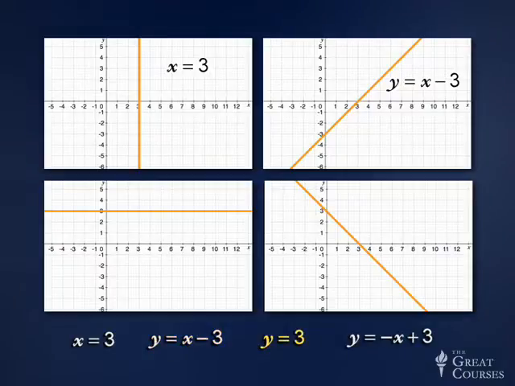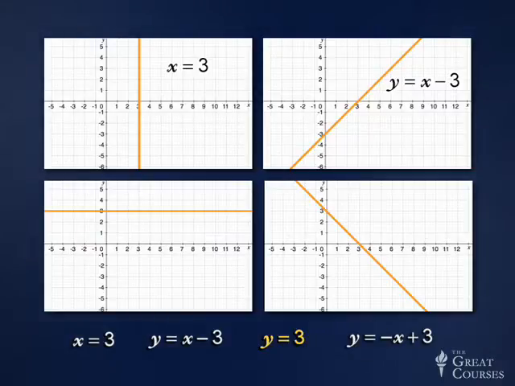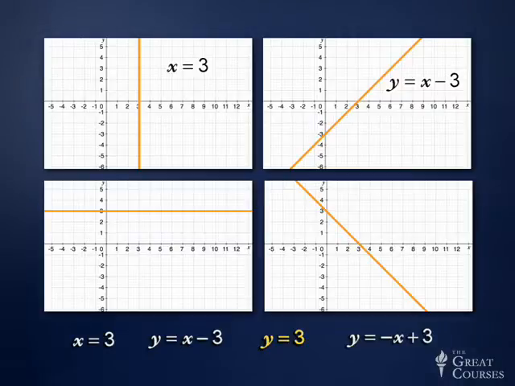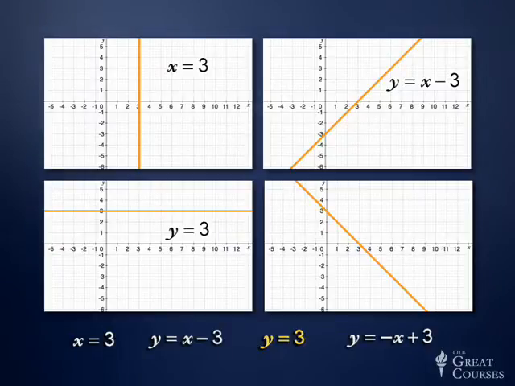Great. Now the third equation, y equals 3. We've already seen an example of y equals a number. You remember what kind of equation that is? It's a horizontal line. So the graph of y equals 3 must be the horizontal line that's going through the y-intercept at 3.